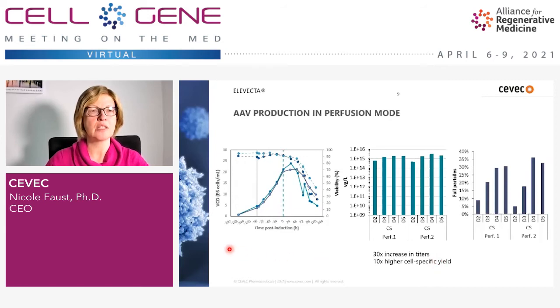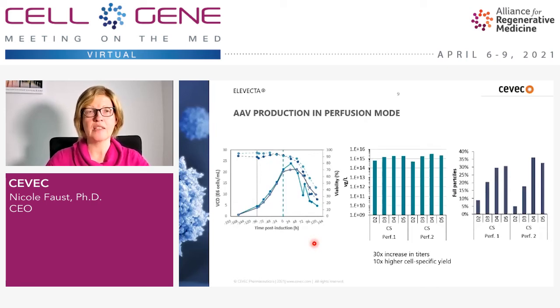So what we did here, and this was a smaller scale experiment just to prove that it works, is we grew the cells in a 1-liter bioreactor for, in this particular case, 3 days. Then we started the perfusion process, which increased the viable cell density to 20 million cells per mL. So we had a 4-fold higher cell density to start with, and then induced AAV production again, and looked at AAV titers for the next 5 days.